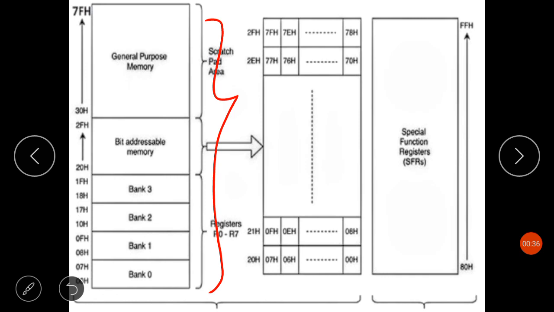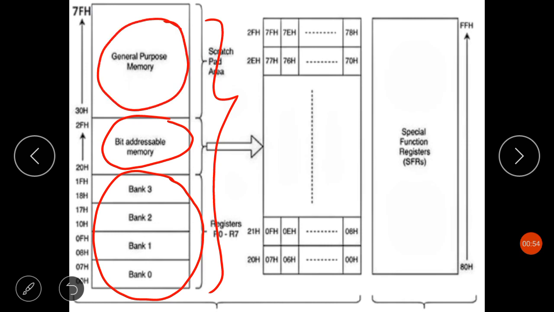This is the register bank area. The first 32 bytes of the 128 bytes are occupied by the register banks. The next 16 bytes are occupied by bit addressable memory, and the last 80 bytes are occupied by general purpose memory or scratch pad memory.